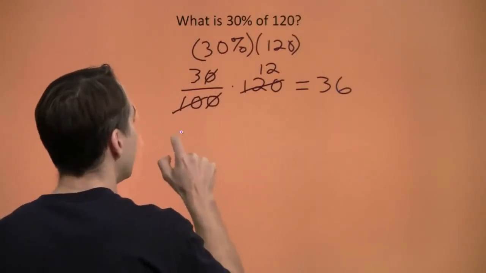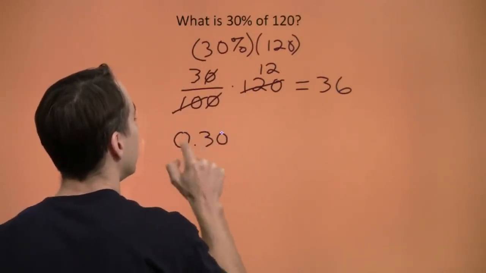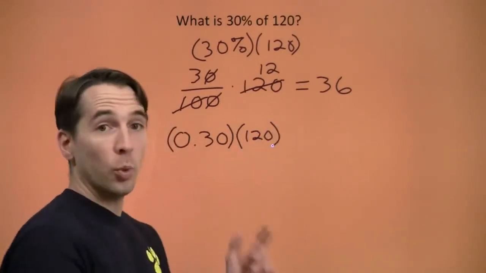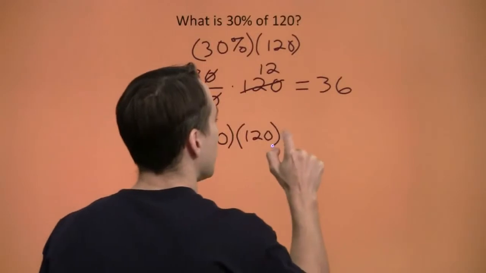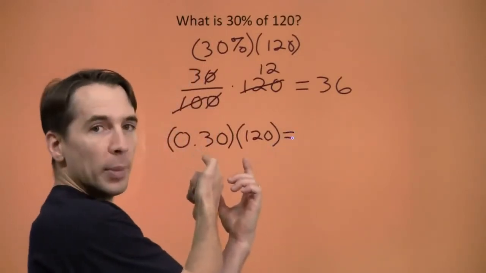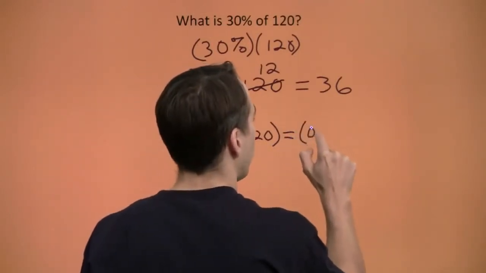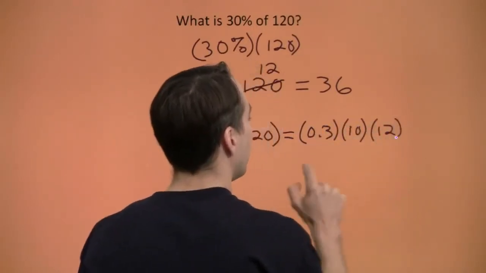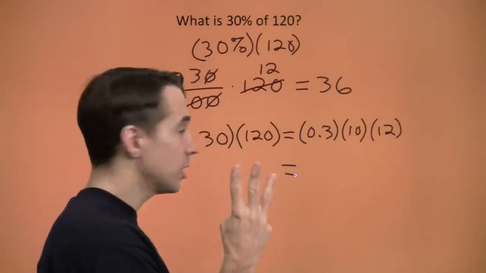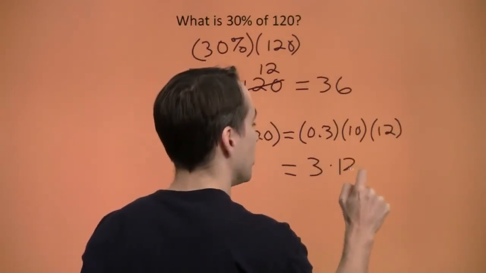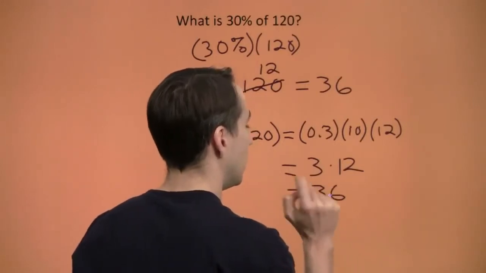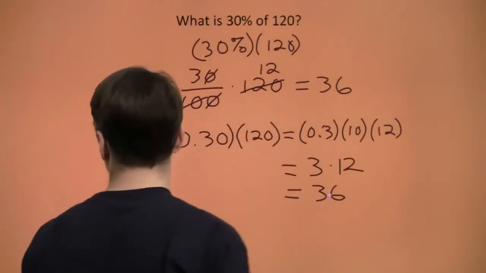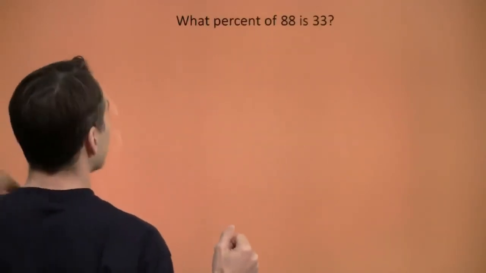Now we also could have just turned the 30% into a decimal by moving the decimal point over 2 places, and that leaves us with 0.30 times 120. Now I'm going to break this 120 up into a 10 and a 12 because that 10 will help wipe out the decimal point over here. That 0.30 is just 0.3 times 10 times 12. 10 times the 0.3 just gives us 3. 3 times 12 is 36. Did the problem two different ways, got the same answer. We know we're right. We're on to the next type of percentage problem.